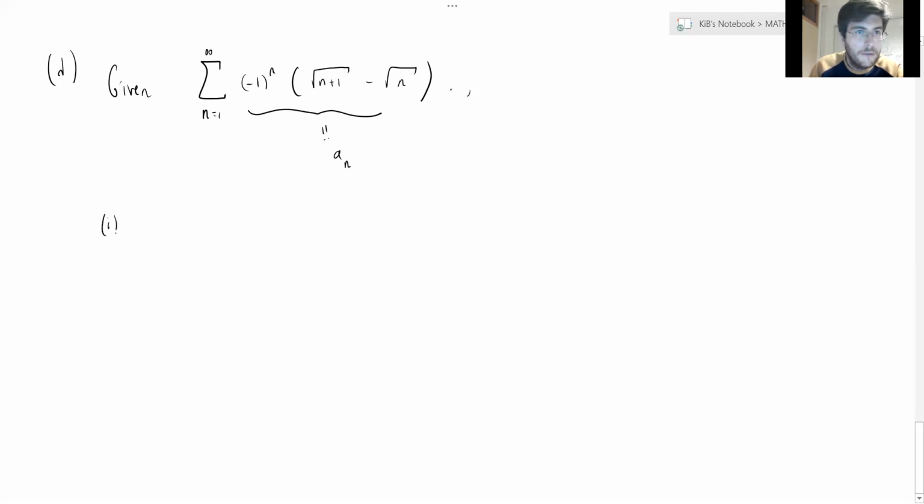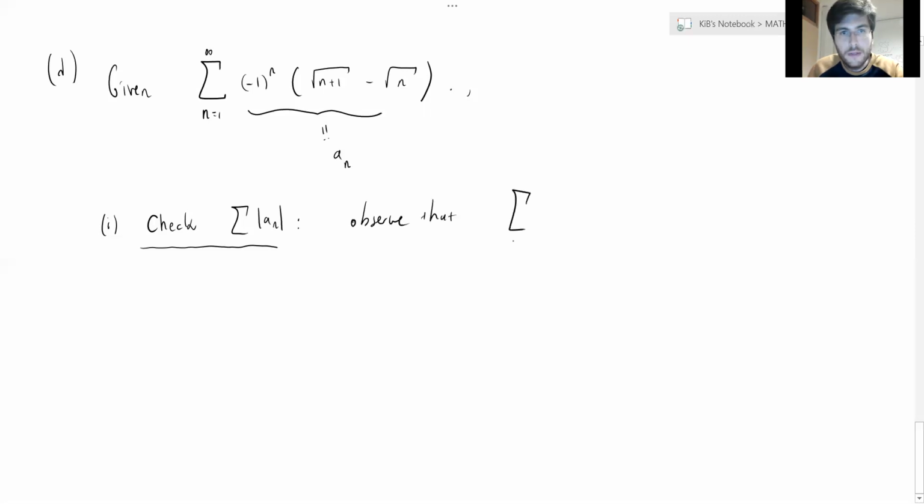First thing, as before, we should check the absolute convergence. Let's check this series and observe that the absolute value of a_n is just, we get rid of the (-1)^n part, but we have this part. So let's try to compute this series. How can you compute this?